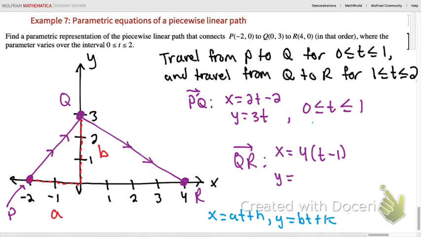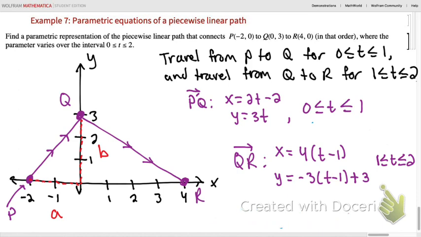The y coordinate is going to be, let's see, going from Q to R, we had to go down 3 units. So it's going to be negative 3 times t minus 1 plus the y coordinate of Q, because that's where we started. That's 3. And the interval for t then is 1 less than or equal to t less than or equal to 2.